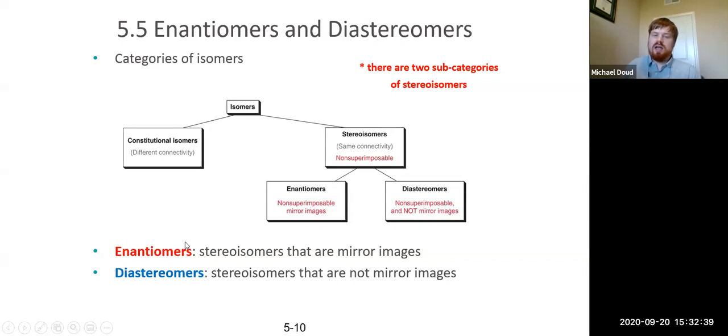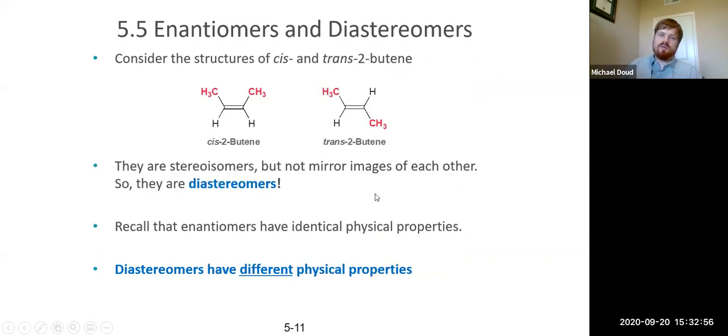So remember, enantiomers are non-superimposable mirror images. Diastereomers, non-superimposable stereoisomers that are not mirror images. And there's a simple way to come up with this, which is basically, what if you have more than one chiral center? That's what we're going to talk about now. So here, for example, cis-2-butene and trans-2-butene. These are stereoisomers, yet as you can see, they're not mirror images of one another. So we would call these diastereomers.